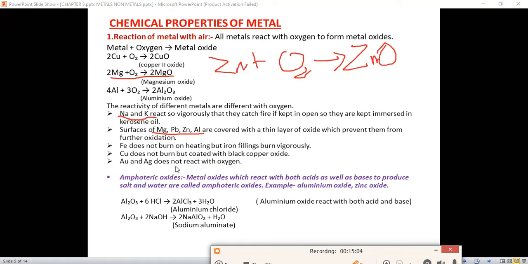Silver and gold do not react with oxygen. We used to wear silver and gold jewelry. They will not react with oxygen.